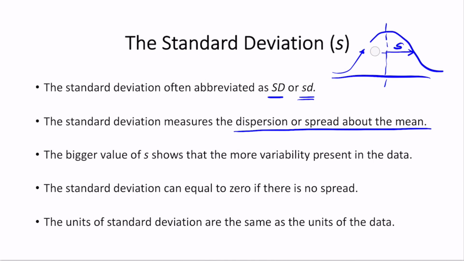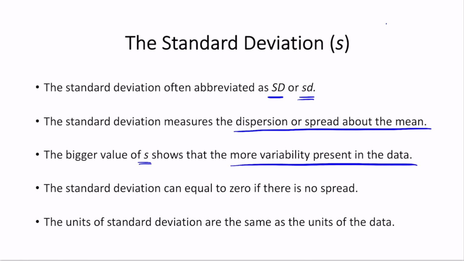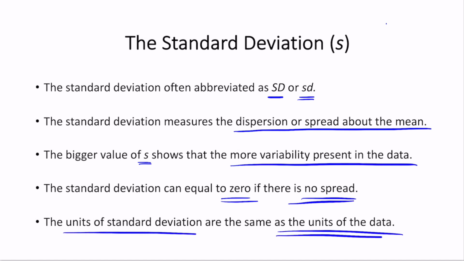Now this brings up the point that the bigger the value of standard deviation, the more variability in the data. The standard deviation can equal 0 if there is no spread at all. The units of standard deviation are generally the same as the units of data, but it's not the same case for variance. Variance becomes the square of the original unit. So standard deviation is a much clearer representation of how variable the data is.